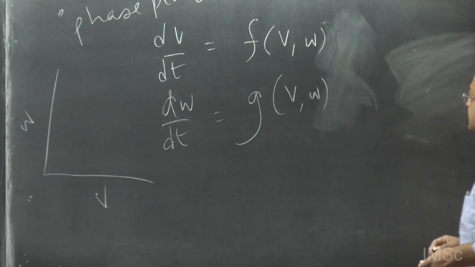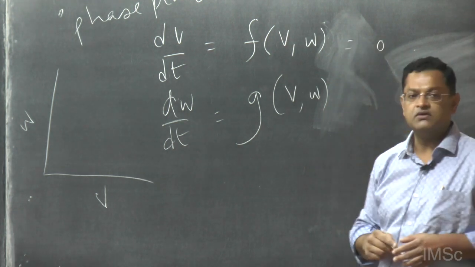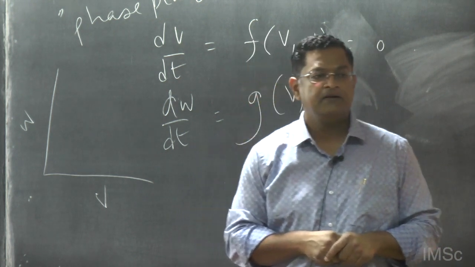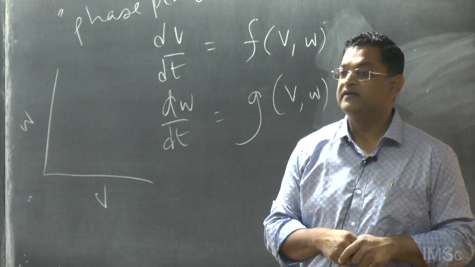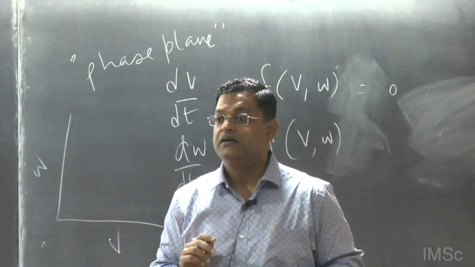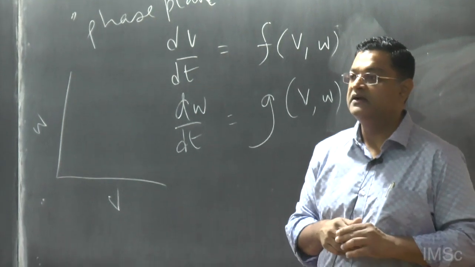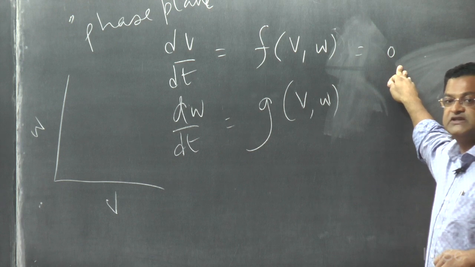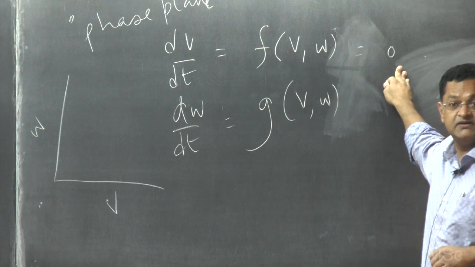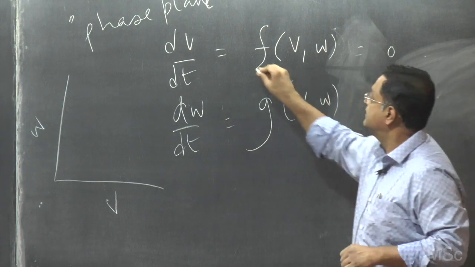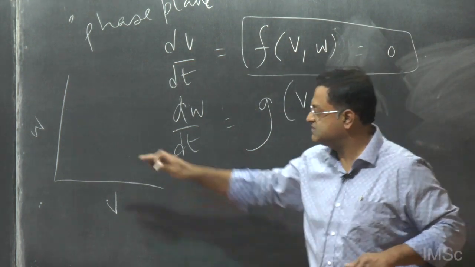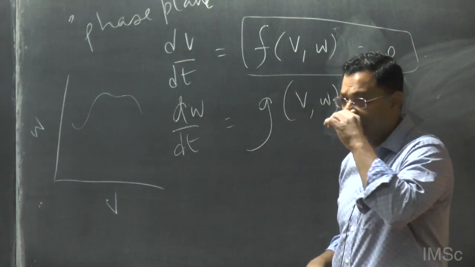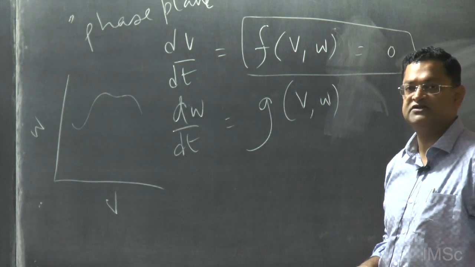Let's put this equation equal to 0. Let's put dV by dt equal to 0. What do you think I get if I put dV by dt equal to 0? Loudly please, I can't hear. I'll get a curve, right? Because I'll be solving f of V comma W equal to 0. So this is an algebraic equation, not a differential equation anymore. The solution of it will be some curve in VW, correct? And what will be the property of points on this curve?